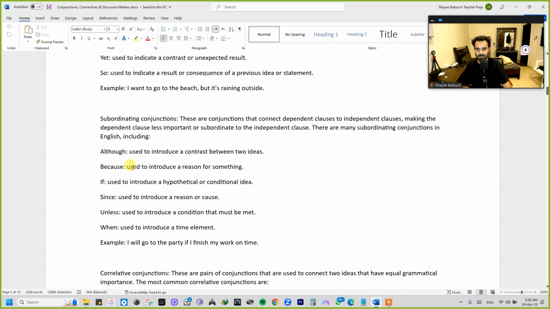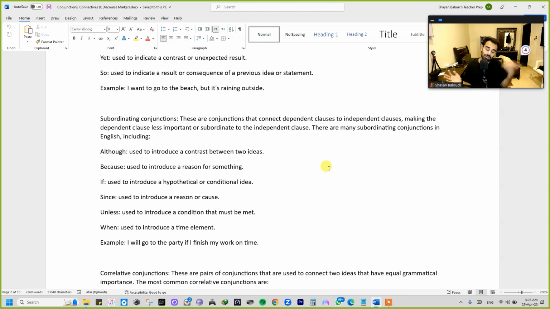All right, then we have subordinating conjunctions. Now, let me be clear. Subordinating conjunctions are way too many. I'm not asking you to memorize all of them. However, on the internet, you can find a lot of subordinating conjunctions. It's not going to be easy for you to memorize all of them. But if you want to look at the list by yourself, you're more than welcome.